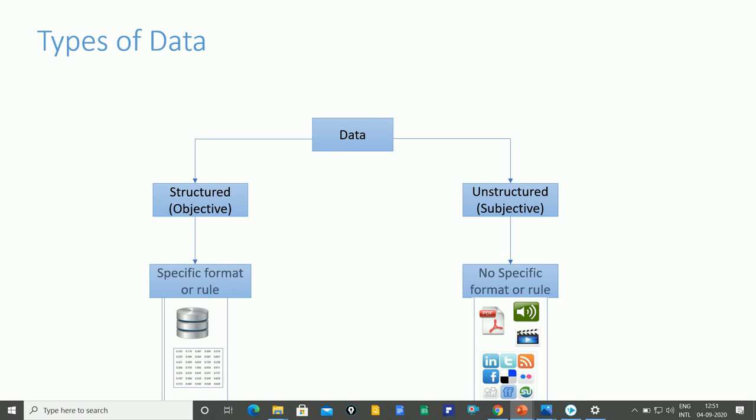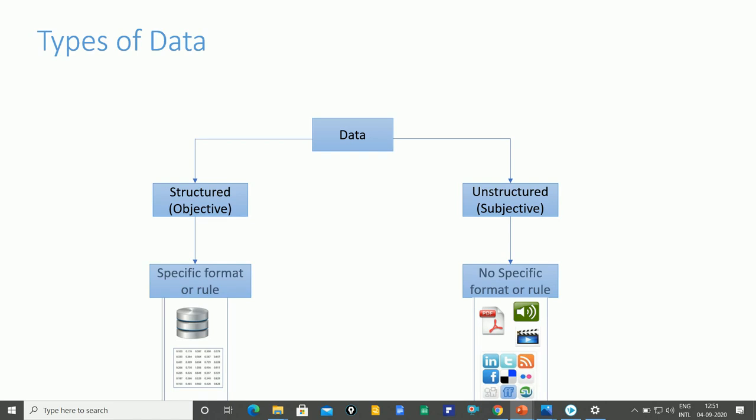Now coming to the unstructured type of data. Unstructured data has got no specific format or rule. So we can fill it out in any way we feel like. Examples are that of Twitter data, Facebook data, or filling out a comment section in a form. So these are all examples of unstructured data. So we see that unstructured data is subjective by nature.